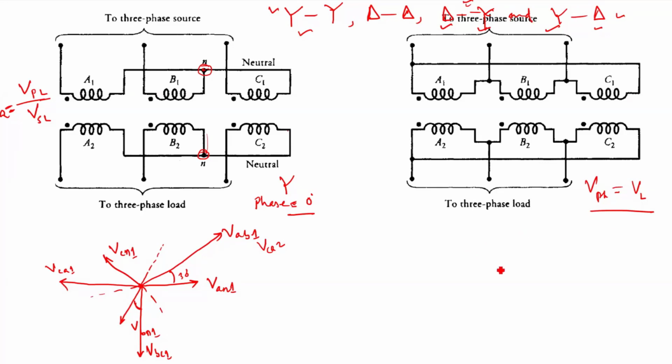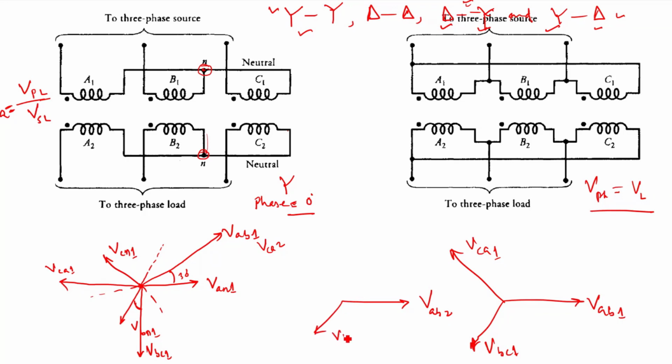So therefore, if I plot VAB1, VBC1, VCA1, and in the secondary side it will look the same, VAB2 in the same phase, VBC2, and this is your VCA2. So here also the phase difference between the line voltages of the primary and secondary side will be how much? It will be 0 degree, right? So therefore it is also a 0 degree connection.